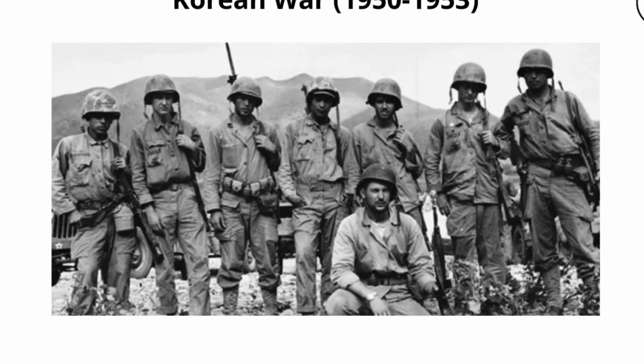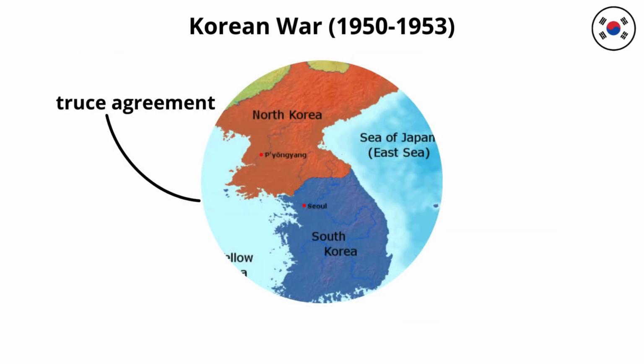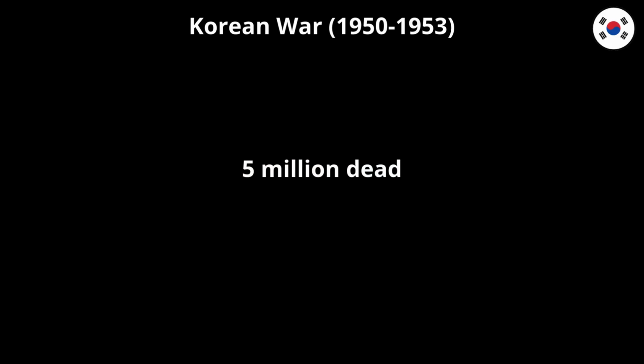The United Nations intervened to support South Korea. The war ended in an armistice agreement rather than a peace treaty, leaving Korea divided. It resulted in the deaths of over 5 million people.